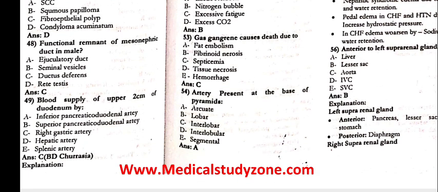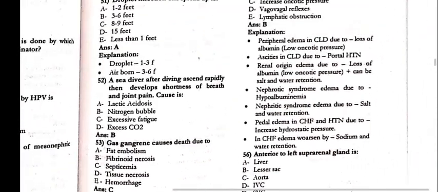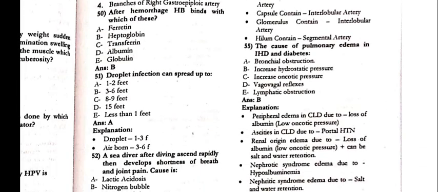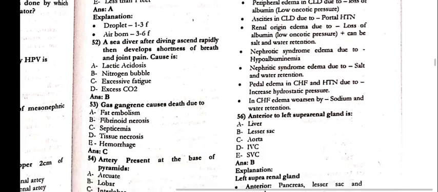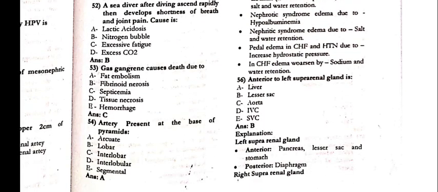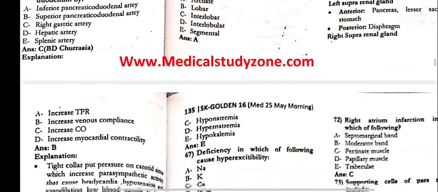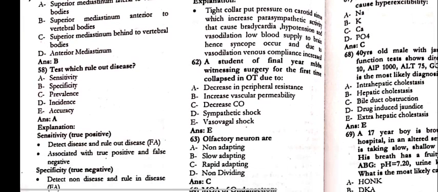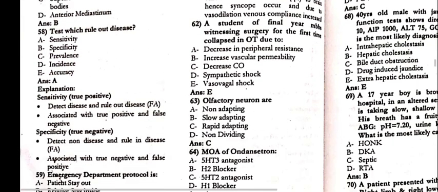54, the artery present at the base of the pyramid is the arcuate artery. Next, 55, the cause of pulmonary edema in IHD and diabetes is increased hydrostatic pressure. Next, 56, anterior to the left suprarenal gland is the lesser sac. Next, 57, an abscess in the prevertebral fascia will come to the superior mediastinum anterior to the vertebral bodies. 58, the test which rules out the disease is alpha sensitivity.